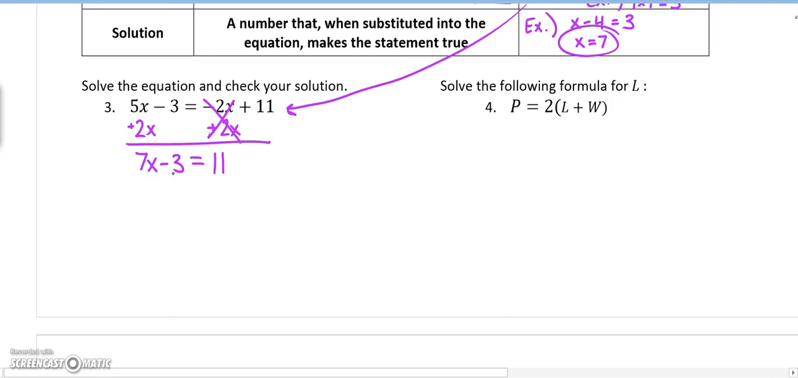Right. Now I'm just trying to isolate my variable. That means get x by itself. So I'm going to add 3 to both sides, and then divide by 7.